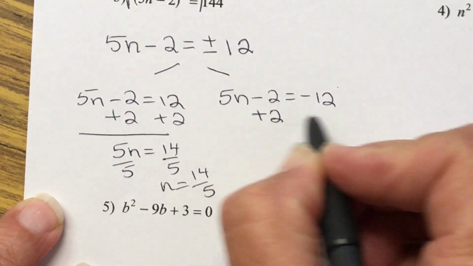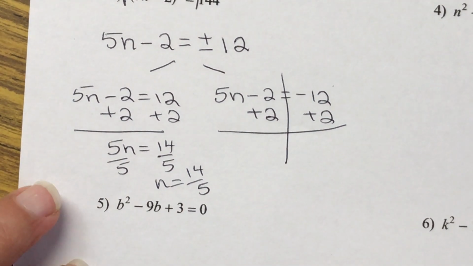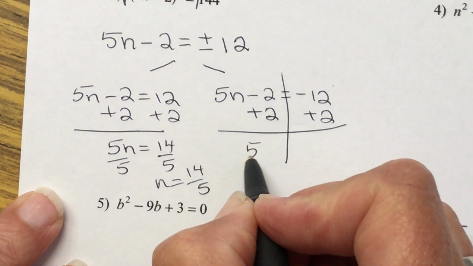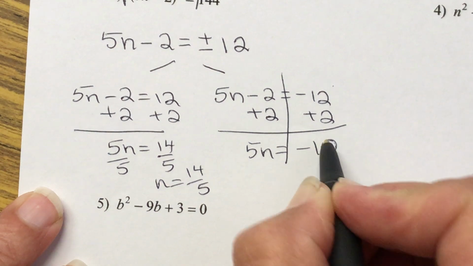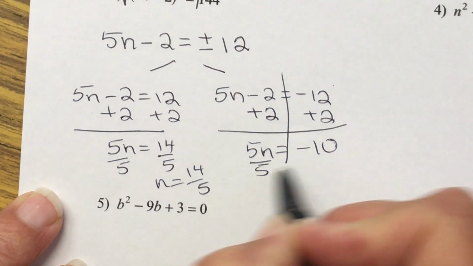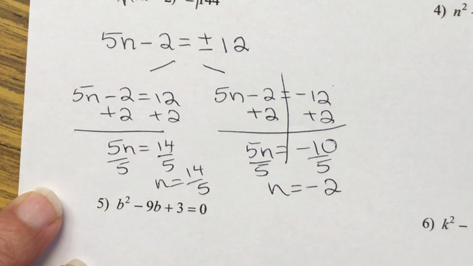So let's go here. We're going to add 2 to both sides. Remember, we do the opposite when solving. So the opposite of negative 2 is to add 2 to both sides. So now we have 5n equals negative 10. Negative 12, go forward 2, is negative 10. I'm going to divide both sides by 5, and I have n equals negative 2.